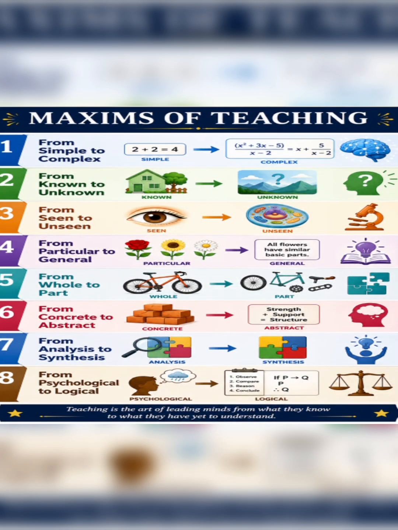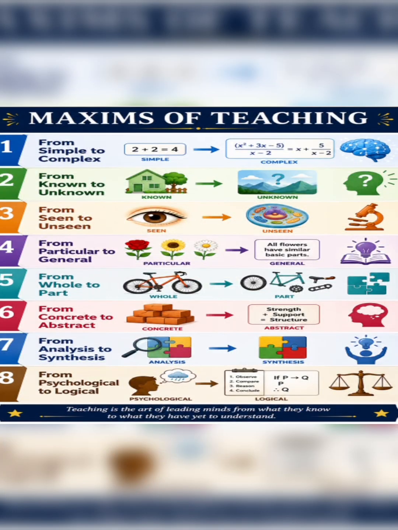Number 3. From seen to unseen. Start with a visible world that students can observe with their own eyes, like the eye icon next to number 3. Once they grasp the tangible reality right in front of them, you can safely guide them toward abstract, unseen, microscopic, or theoretical concepts.